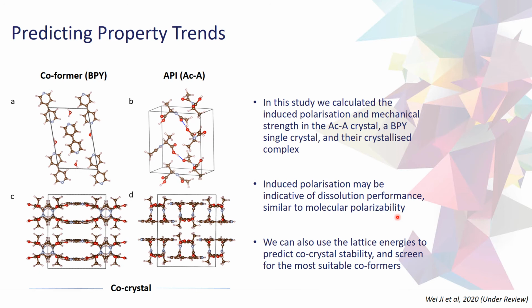So in this case, we can look at things like polarization, which is connected to solubility. We can see if the co-crystal is stable. Will it be something that can actually be grown in the lab? If we had a variety of coformers or APIs, we could rank them in terms of stability, and also screen coformers in that way.